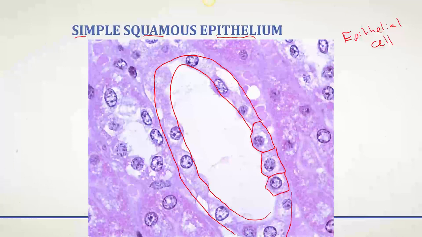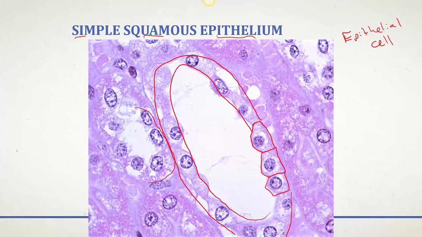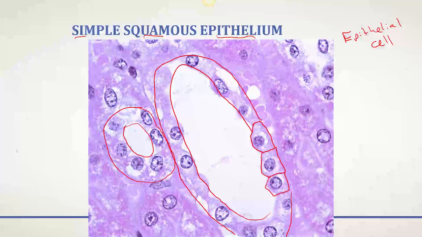Now over here, it appears like there's multiple layers over to the left here. But actually, this is enclosed by another basement membrane to create another one of these structures. So we're focusing on each one of these individual cells. They're going around in a circle like this, and they are not packed on top of each other. So there's not layer upon layer upon layer. It's just one single layer.